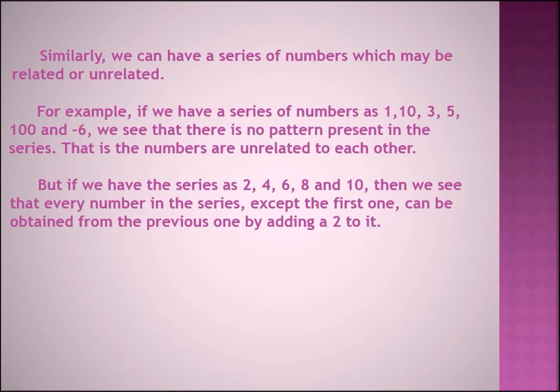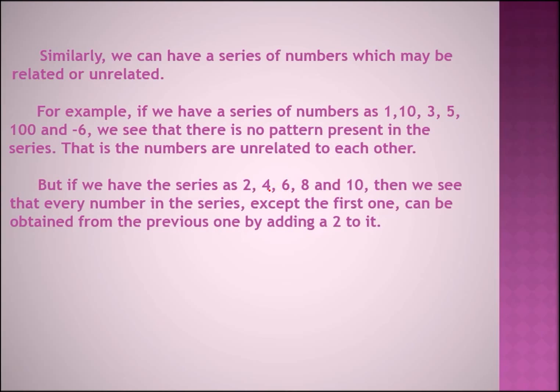So we see that every number present in this series is governed by some law. These numbers do follow a specific pattern. What is the law? That is, every number except the first one can be obtained from the previous one by adding a 2 to it. That is the law. So this is the pattern that is being maintained and followed by each of the numbers which are present in the series.